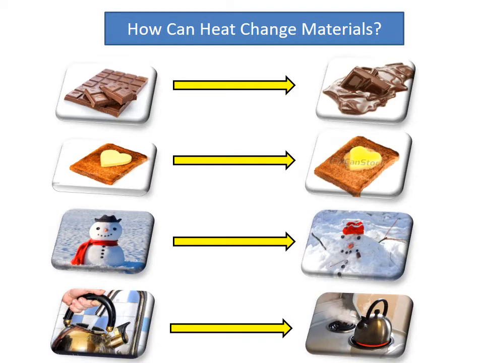A bar of chocolate melts after it is heated over a flame. A piece of butter melts after it is placed in the hotter surroundings. Under the sun, a snowman melts to become water. Water, when heated, can change into steam and goes into the air.